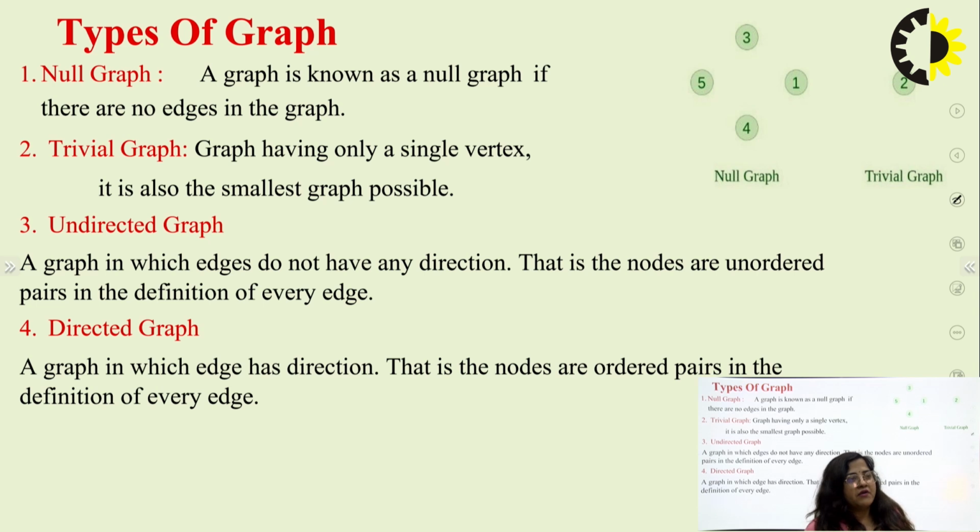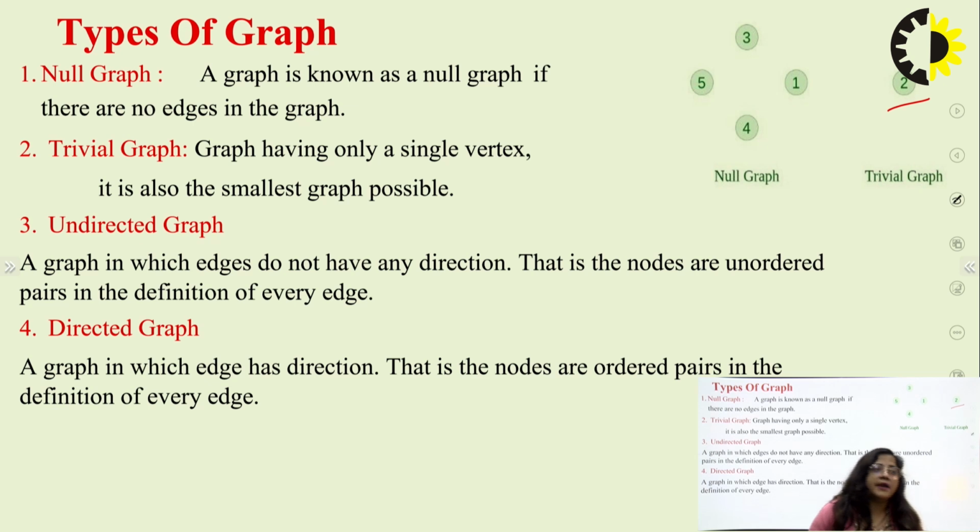Next is the trivial graph. A trivial graph has a single vertex, and it is also called the smallest graph. Suppose here, according to this, there is only one vertex, no edges and no other vertex, so it is called a trivial graph, and also called an isolated graph. An isolated graph is a single vertex in a graph, and it is also called the smallest graph.